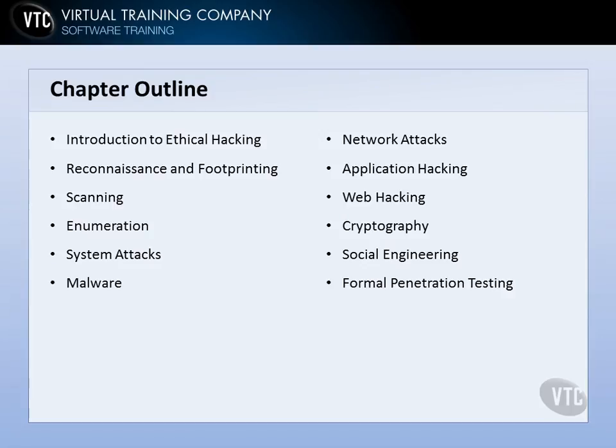Then we get into web hacking. And this not only involves hacking websites, but also web servers. We'll look at cross-site scripting attacks. We'll look at cross-site forgery and so forth. Because this is a security course also, you need to know about cryptography. And cryptography will tell you the fundamentals that you need to know about cryptography, how it works, and how to break it, how to hack it.